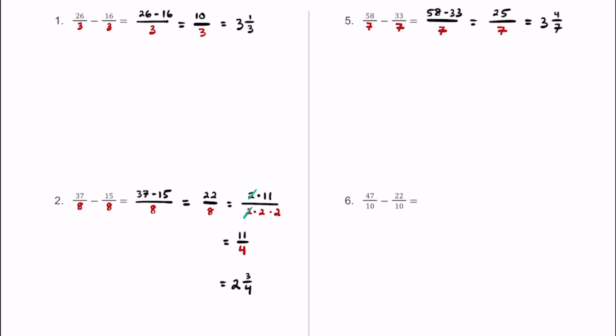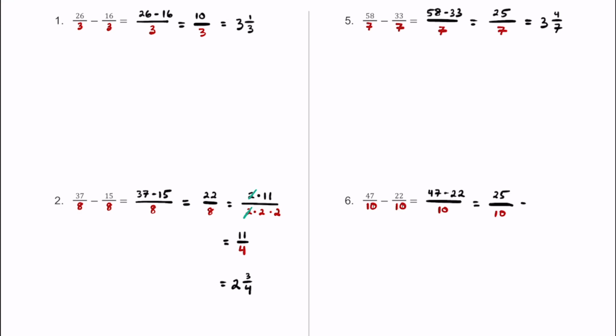For number 6, it looks like we have 47/10. Let's go ahead and take away 22/10. We have a common denominator of 10, so it makes it easy enough to subtract. And so we have 47 minus the 22. 47 minus 22, what's that going to be? Well, I think that's going to be 25, okay?